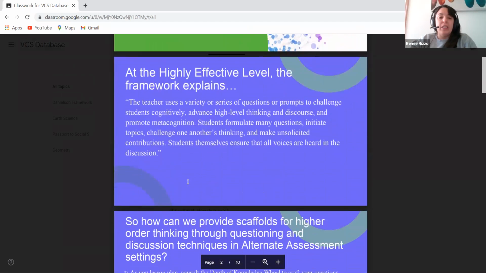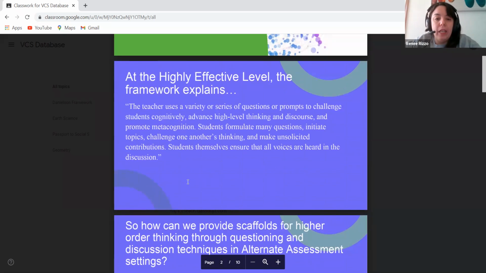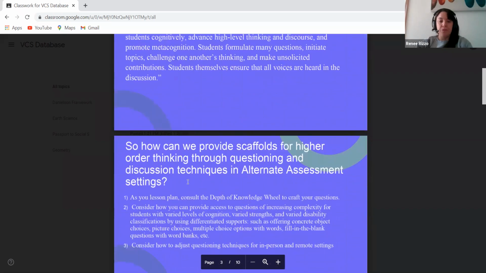At the highly effective level, the framework explains the teacher uses a variety or series of questions or prompts to challenge students cognitively, advance high level thinking and discourse, and promote metacognition. Students formulate many questions, initiate topics, challenge one another's thinking, and make unsolicited contributions. Students themselves ensure that all voices are heard in the discussion.